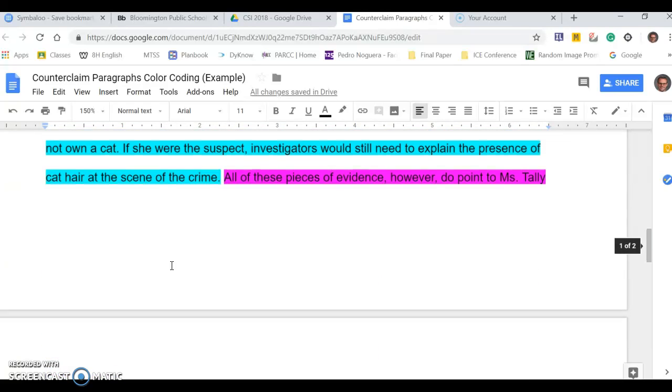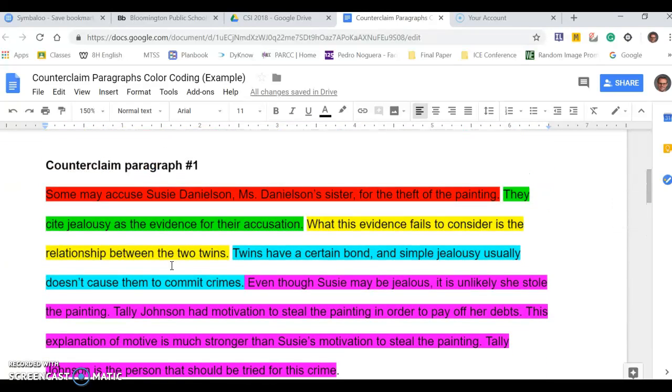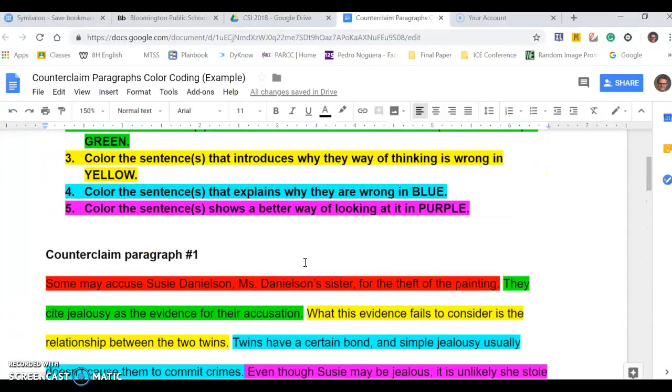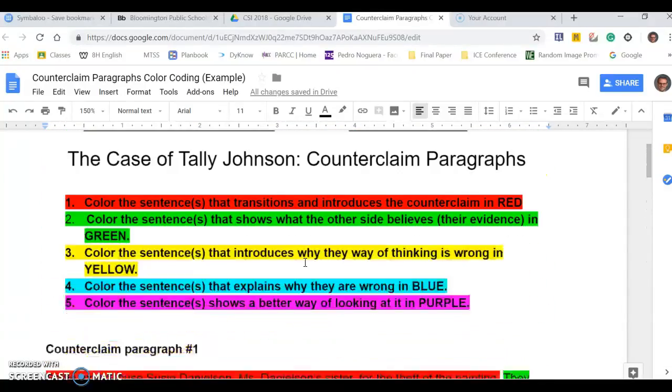So this is what these paragraphs can look like, and I want you to use these paragraphs as examples when you go to write your counterclaim paragraph. You should have at least one counterclaim paragraph, and in your graphic organizer there is a way, it does kind of walk you through having some sentence starters, so you can use those sentence starters to write this paragraph. If you have any questions, I will be back in class tomorrow.